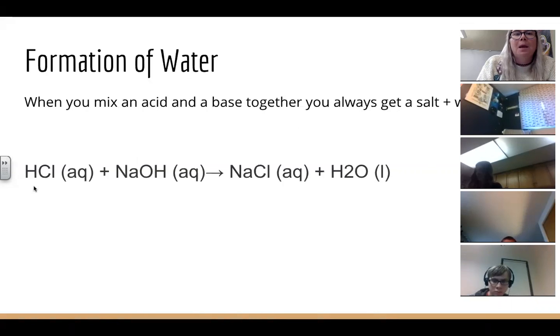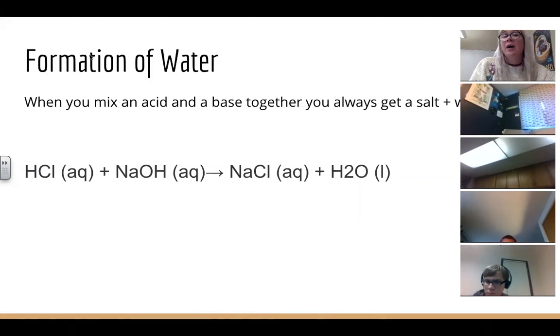Okay. So we talked about this a little bit last time, but I just want to emphasize it again because acid-base reactions are technically double replacement reactions, right? Because the ions are switching places. However, you always get the same products. You always get a salt and a water.